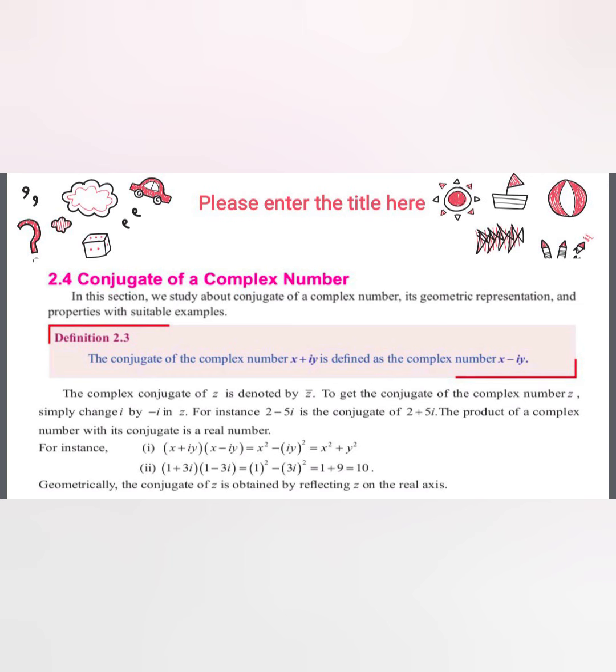The conjugate of a complex number x plus iy is defined as the complex number x minus iy. The complex conjugate of z is denoted by z bar. To get the conjugate of a complex number, simply change i to minus i. For example, if 2 plus 5i is given, you have to write the conjugate as 2 minus 5i.